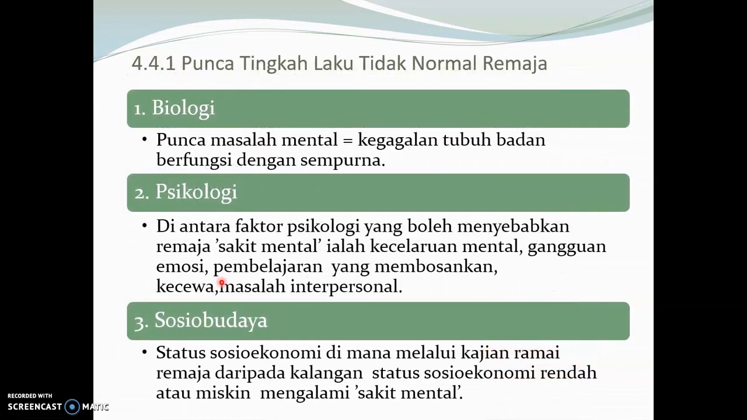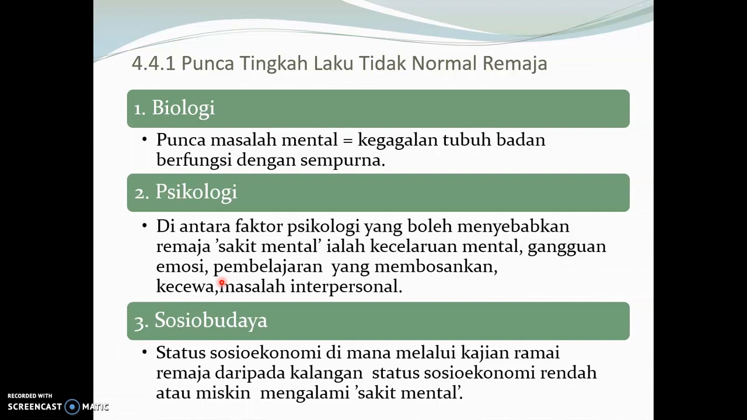That's how it works. And then seterusnya adalah punca tingkah laku tidak normal remaja. What is makes the problem? Yang pertama, biologi. Punca masalah mental, kegagalan tubuh badan berfungsi dengan sempurna. Okay, kegagalan tubuh badan berfungsi dengan sempurna. So this is actually biologically they have a defect, they have a problem. Okay, dan dia menyebabkan kepada masalah tingkah laku dan sebagainya.